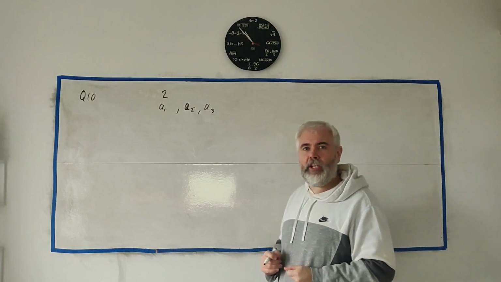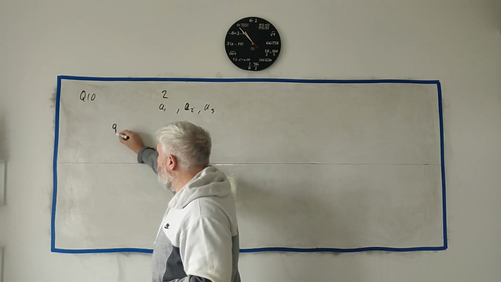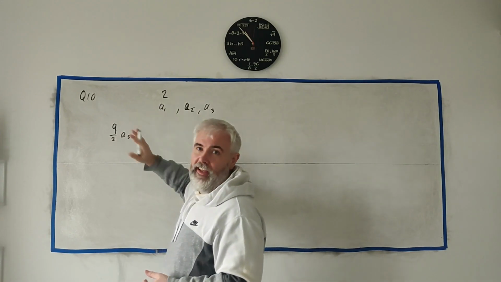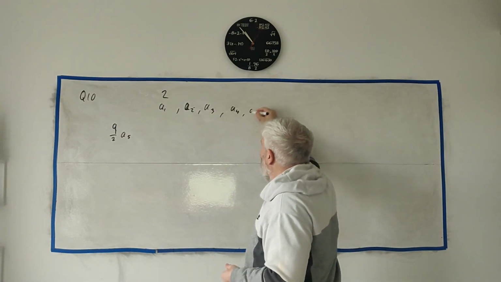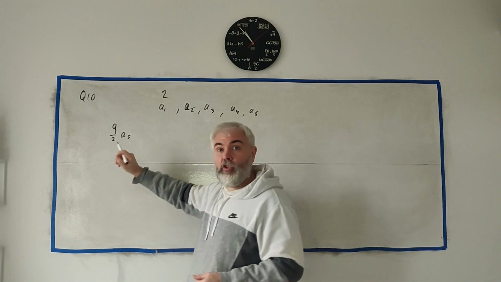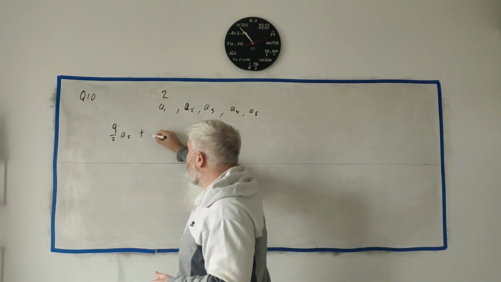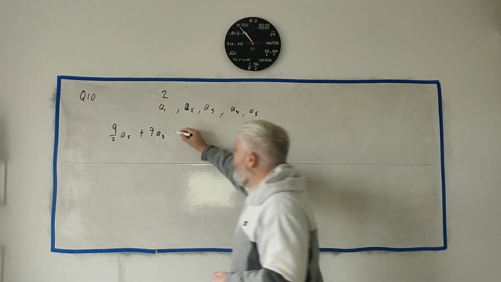The next bit of information they give is again a bit cryptic. They tell us this equation works: 9 over 2 multiplied by A5, that's the fifth term, plus 7 times A3, whatever this term is, equals 8.